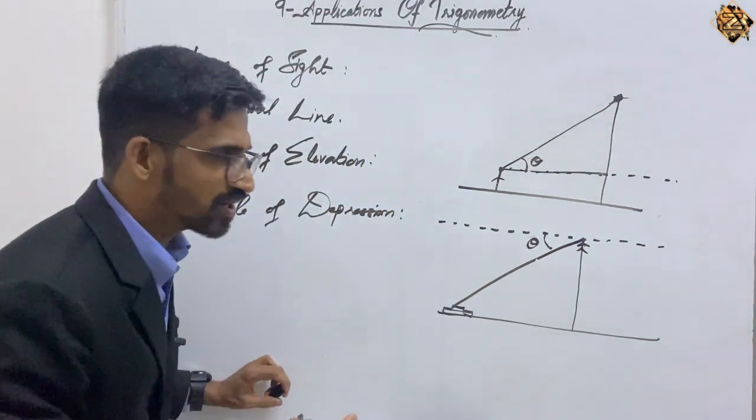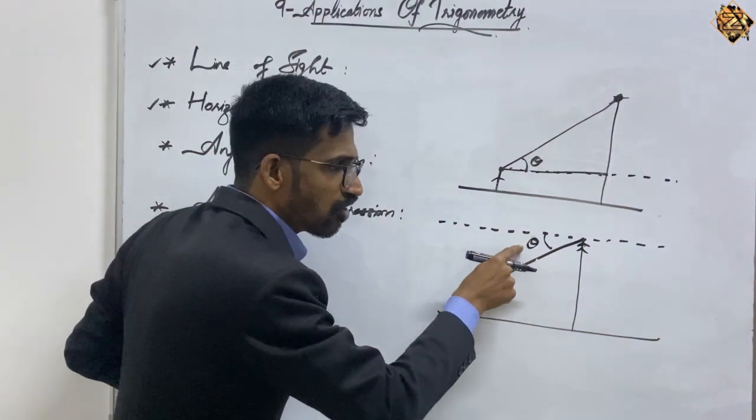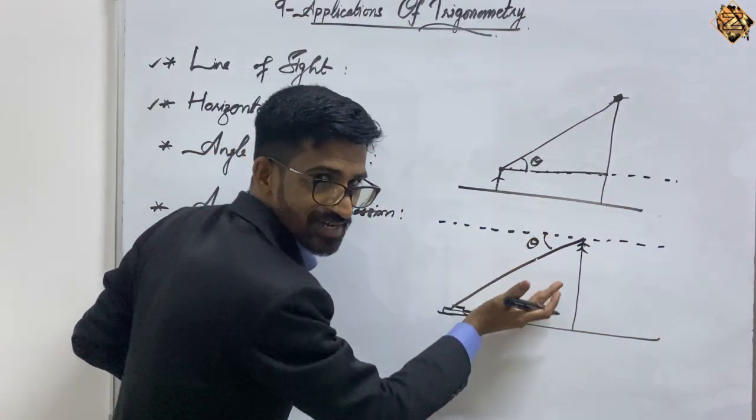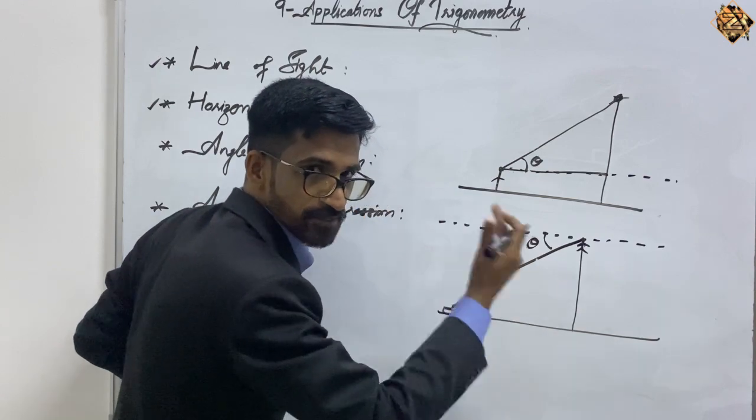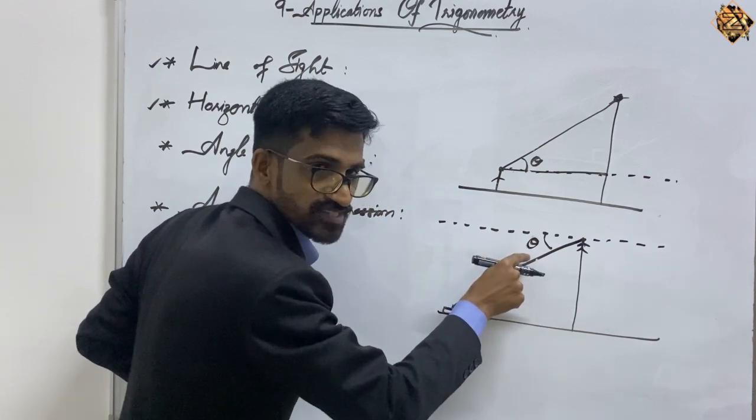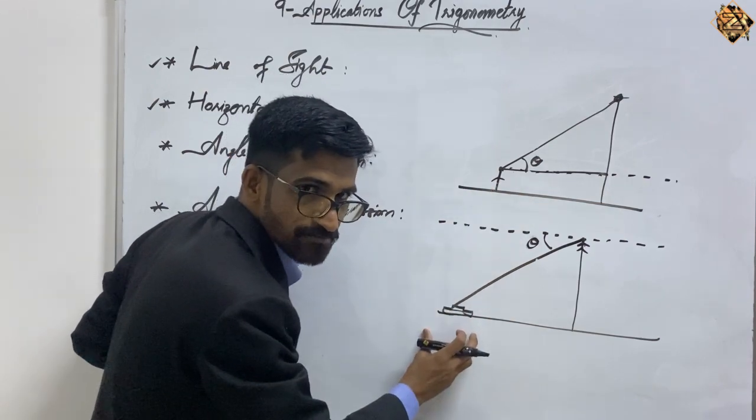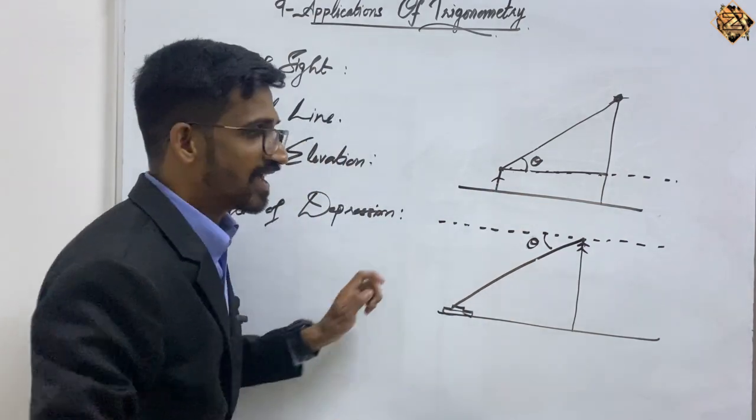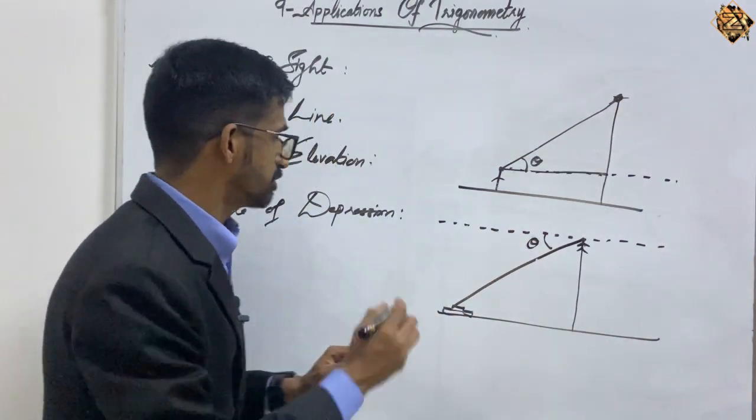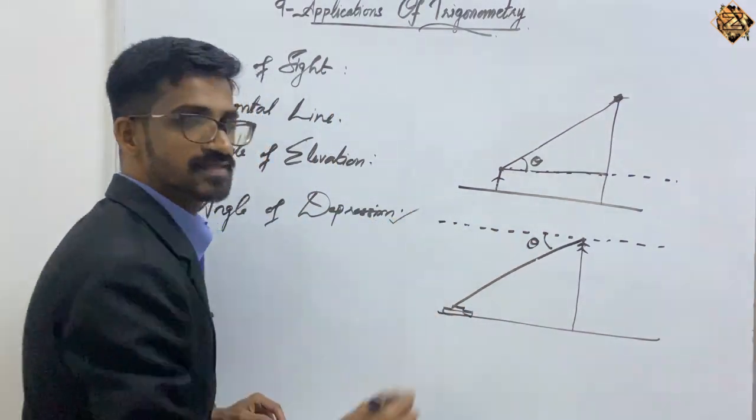Angle of depression means what? The angle formed between the horizontal line and the line of sight is called angle of depression if the object is kept below. This is the horizontal line. If the object is kept below the horizontal line, the angle formed is called the angle of depression. Hope it is clear, isn't it?